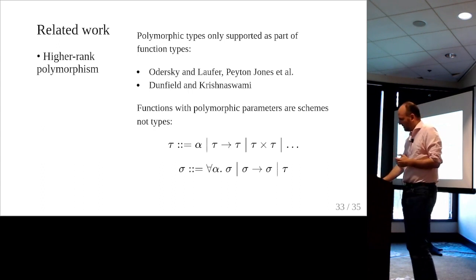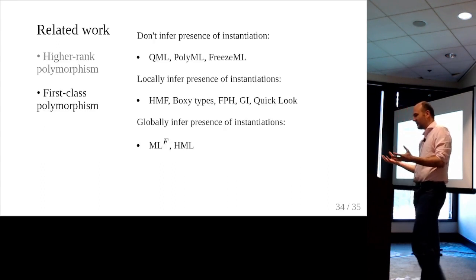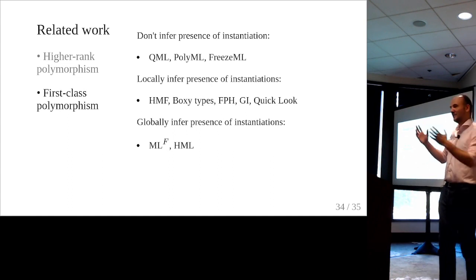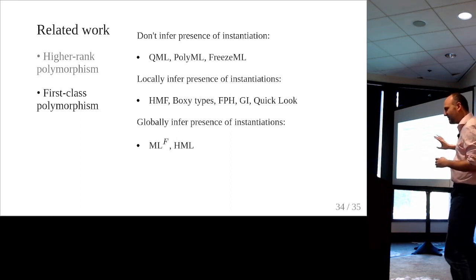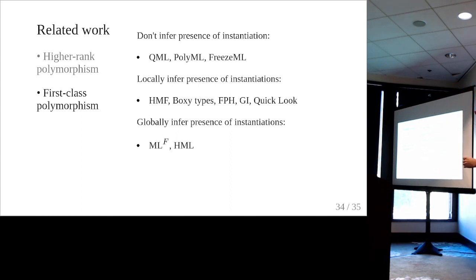Right, and then there's the first class polymorphism work. There is a lot of literature. This is a big space. I think that I kind of split it into three classes. They differ mostly in whether they infer the presence of instantiations, which is kind of the hard bit.